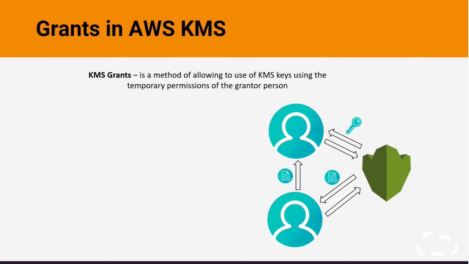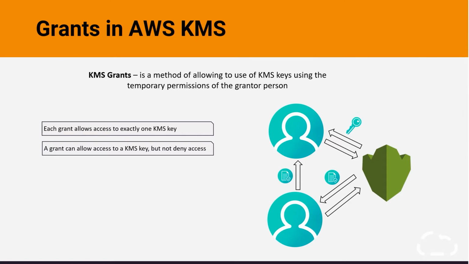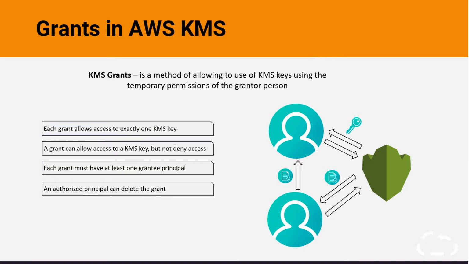Just try to remember the following properties of KMS grants. First, you can grant access to only one KMS key. You can allow access on usage, but cannot deny. Each grant must have at least one grantee principal. You can revoke the grant permission at any time. And AWS has its own limits on grants for each KMS key. By default it is 50k grants.